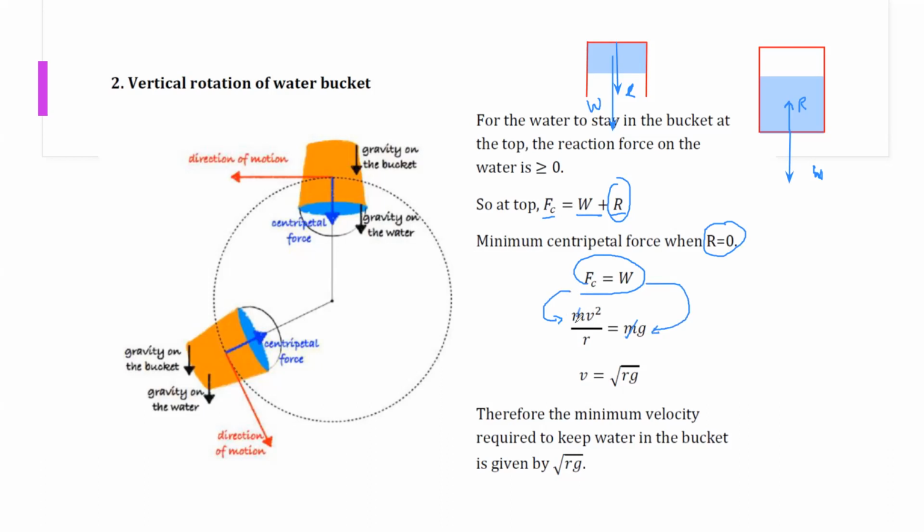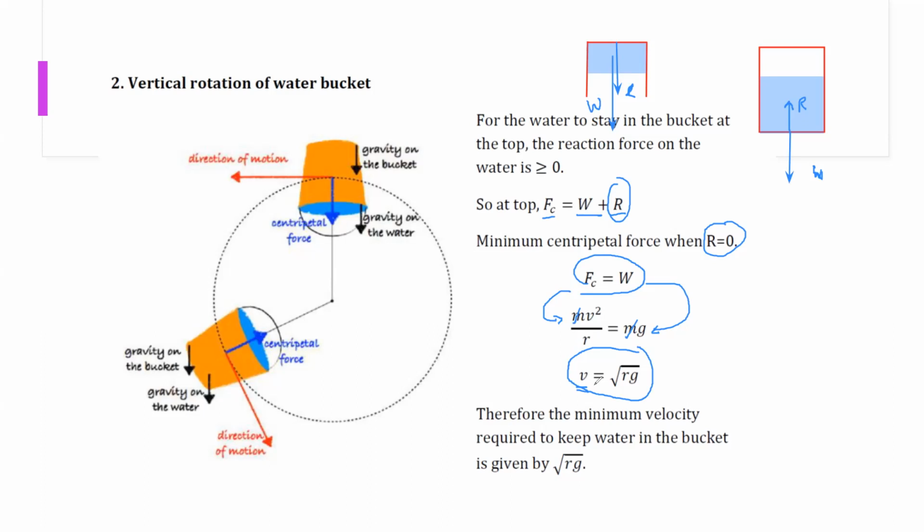m will cancel with m. So v squared over r is equal to g, or v is equal to the square root of rg. This gives the minimum speed at which we should move the bucket so that the water will remain inside the bucket and will not fall. Because if the centripetal force is more, then what will happen? It will move downward, or it will come out from the bucket. Is it clear?